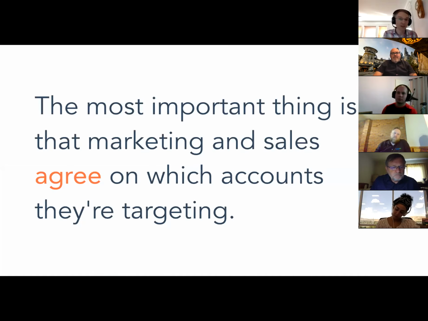The most important thing is that marketing and sales agree on which accounts they're targeting. More important than how you find these accounts, how you identify them, is that marketing and sales are fully bought in and aligned. Your task force says, yes, these are the 5 accounts or the 10 accounts we are going to focus all of our efforts on, and we're going to build a whole world around them. As long as there's alignment there, you're going to be fine.